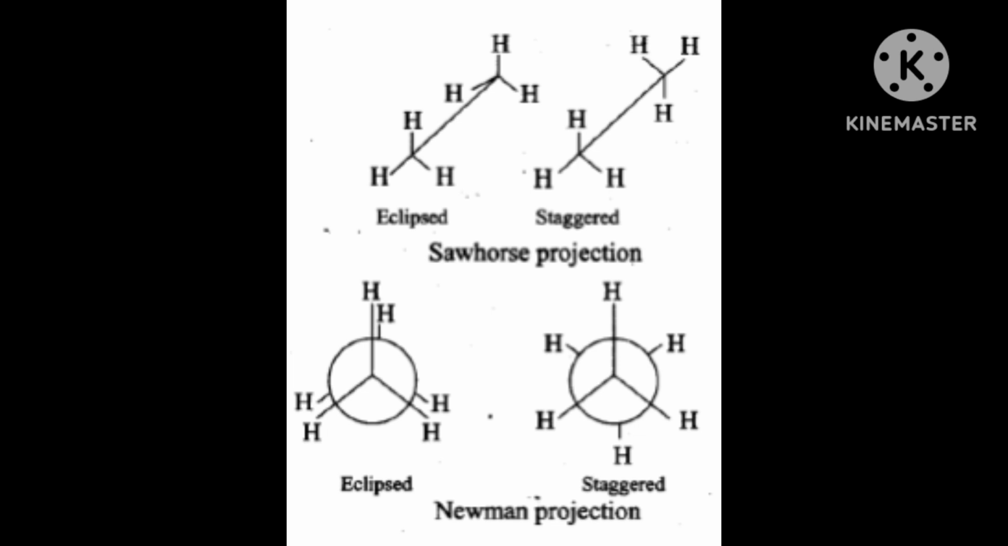Sawhorse projection, understood? Front to front, they are covering each other. In the middle, the distance is there, correct? And now the other projection I am telling you about is the Newman projection. Then what is this projection?